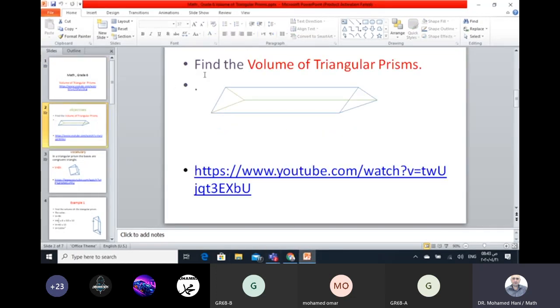So today we want to learn how to find the volume of a triangular prism. As you see here in this figure, we have a triangular prism. How do we know if it is a triangular or rectangular prism? Look to the base. If the base is a triangle, it means I have a triangular prism. If the base is a rectangle, it means I have a rectangular prism.